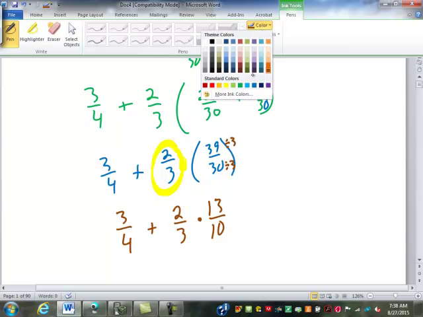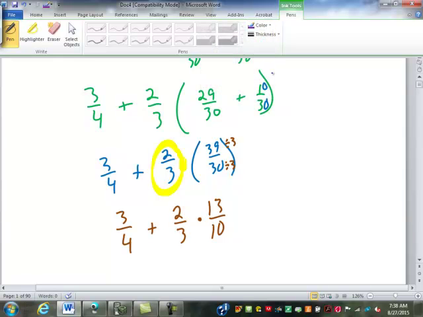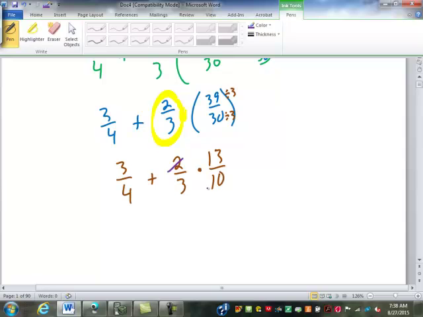Then what? I'm going to multiply it. 2/3 times 13/10. I'm going to cross cancel the 2 and the 10. Give me 1 and 5. 1 times 13 is 13. 3 times 5 is 15. So now I'm down to 3/4 plus 13/15. Now what?